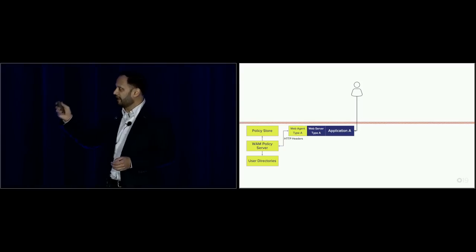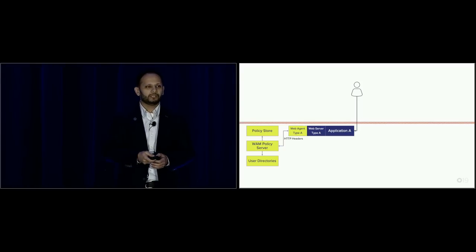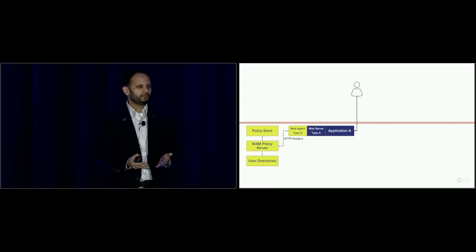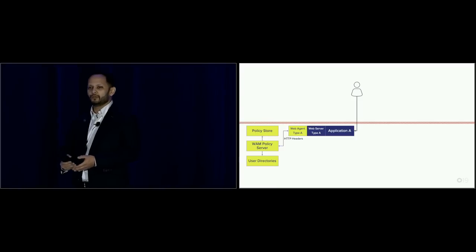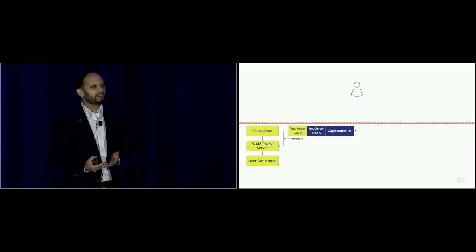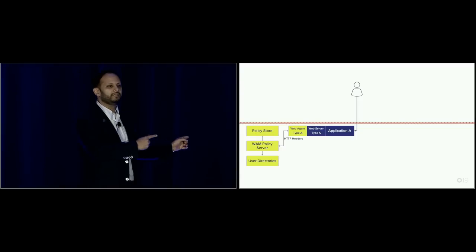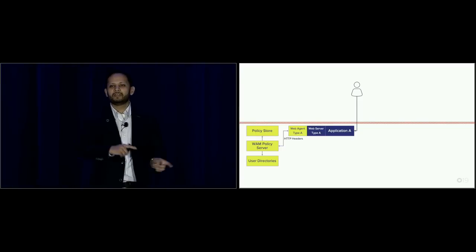Now, in order for application A to reach out to the policy server, there was a web agent which was deployed on the web server. So as soon as the web server used to boot up, it used to read that configuration file from the web server. Hey, you know what? I need to go to that policy server and see how I authenticate this user.